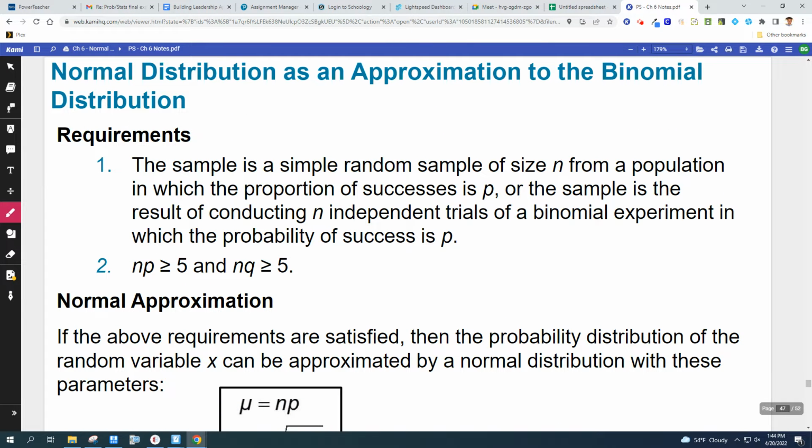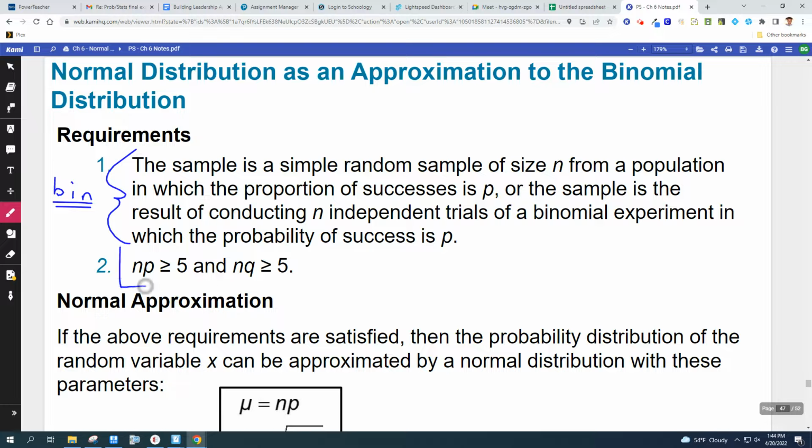Normal distribution as an approximation to the binomial distribution. Here we've got the requirements, and we've already kind of talked about this. The sample is a simple random sample of size n from a population in which the proportion of successes is p, or the sample is the result of conducting n independent trials of a binomial experiment in which the probability of success is p. So this is just talking about a binomial problem.